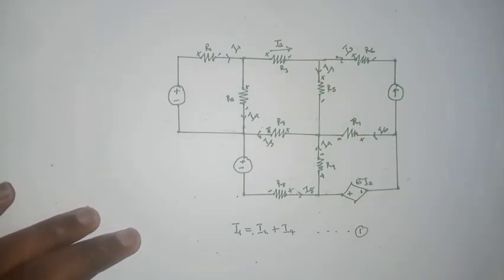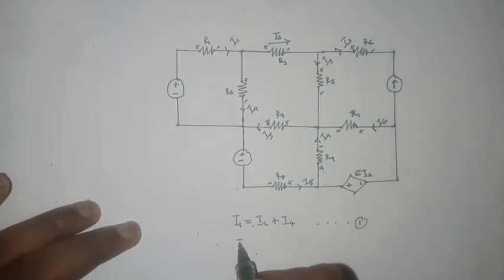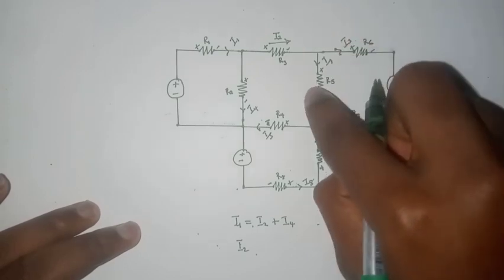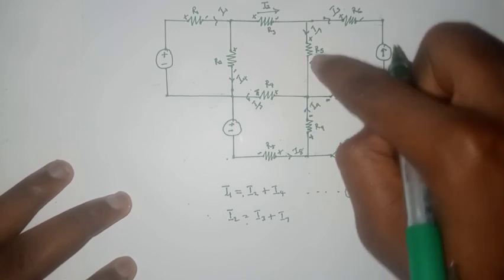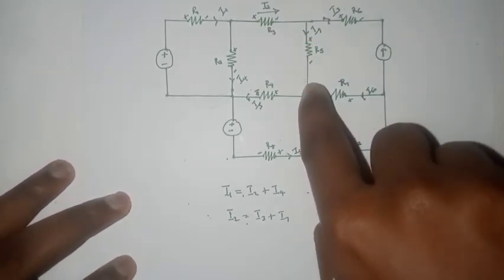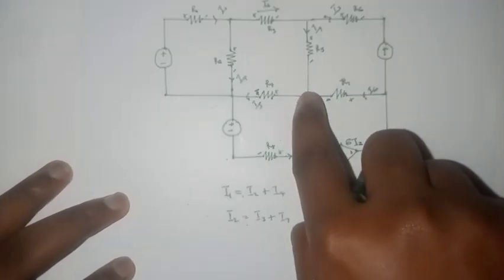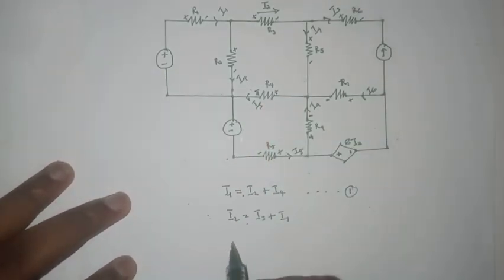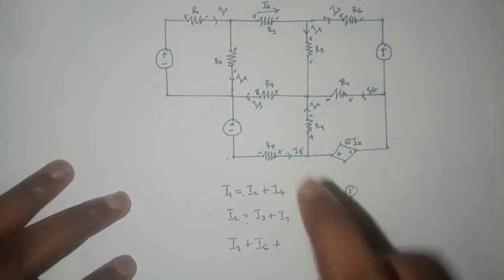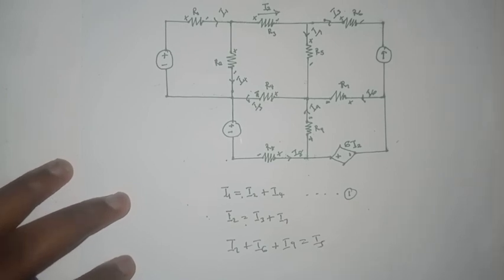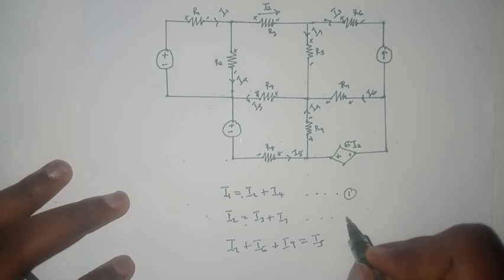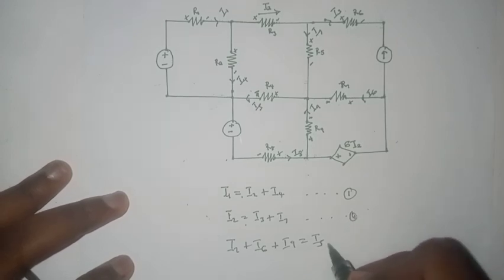We can then move on to the next node and say, okay, I2 is entering the node, then I3 and I7 are leaving, so I2 equals I3 plus I7. Take this node for example. You can come here and say, okay, I7 is entering the node, I9 is entering the node, I6 is entering the node, and I5 is leaving. So we can say I7 plus I6 plus I9 equals I5. And that is how you write KCL equations, and you keep writing them until you are done with all the relevant nodes.